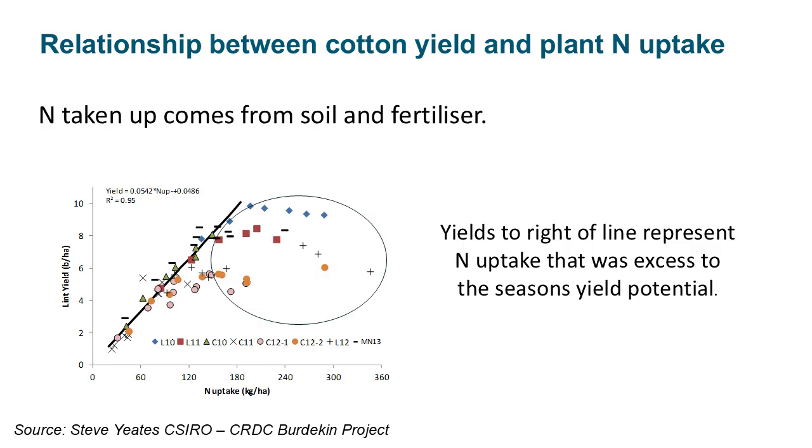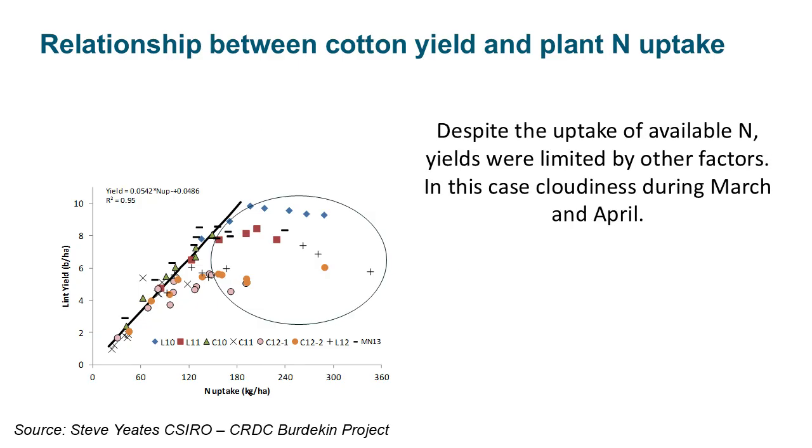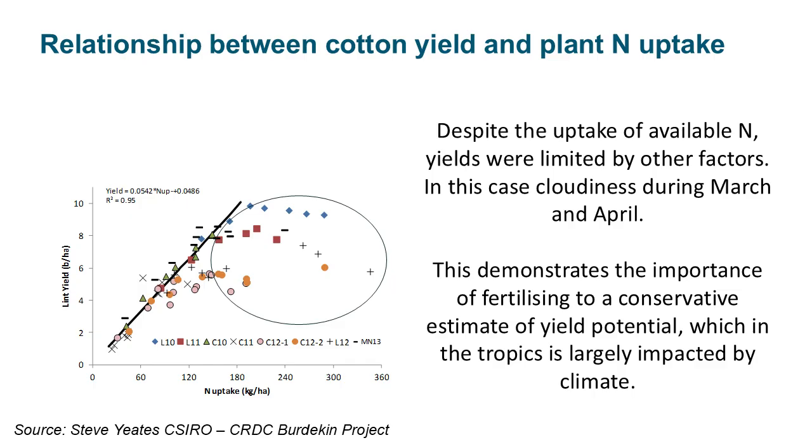And essentially, those yields to the right-hand side of the line represent nitrogen uptake that was in excess of that season's yield potential for converting that nitrogen into useful pickable yield. And the reason for this response, despite the uptake of additional nitrogen, was that the yields in each of these experiments were limited by other factors, and in this case was cloudiness during March and April when these crops were flowering and filling bolls. And what this demonstrates is the importance of fertilising to the yield potential of your environment that you find yourself in.